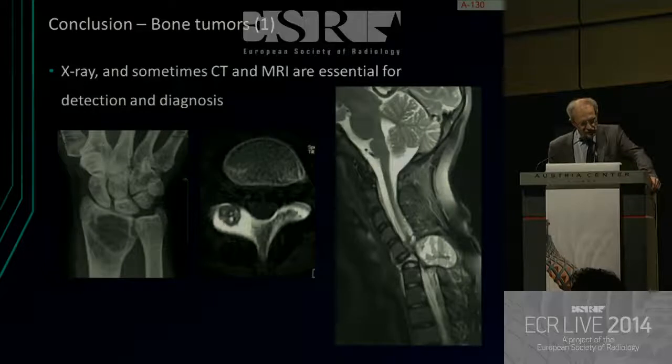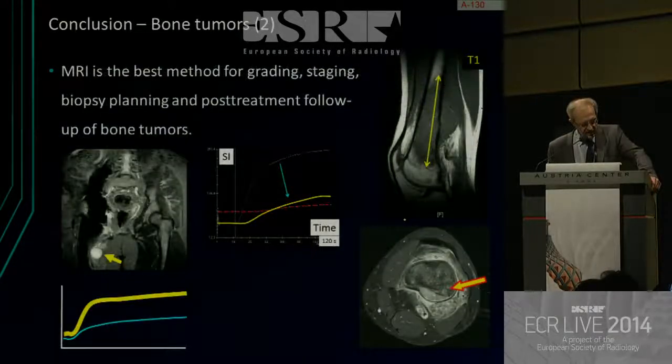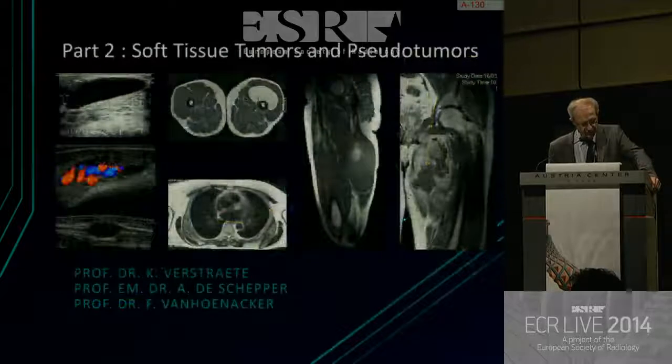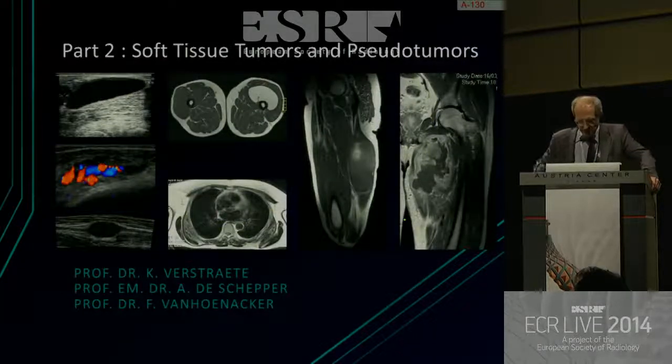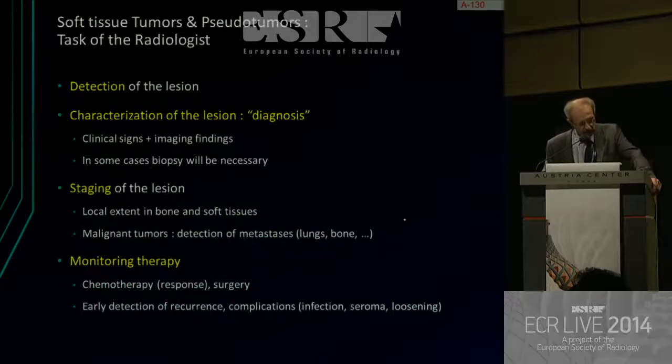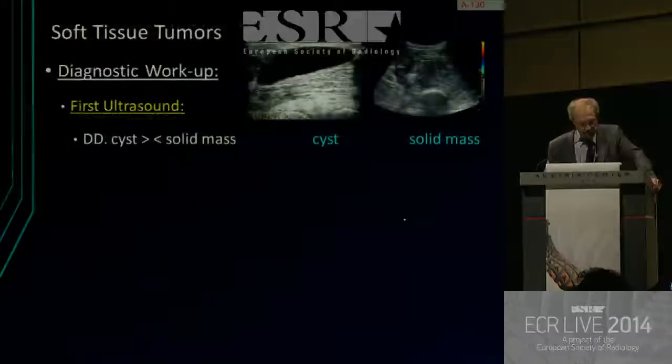So this was the task of the radiologist: detect a lesion, diagnosis, staging, and monitoring of therapy. So for bone tumors, X-ray, CT, and MRI are the best techniques, and MRI is the best technique for staging, biopsy planning, and post-treatment follow-up. Now we go to the second part of the lecture, where I have contributions from Professor De Schepper, who deceased last year, and from Philip van Hoenacker. So our task for soft tissues is just the same. Detect a lesion, give it a name, do the staging and monitoring of therapy.